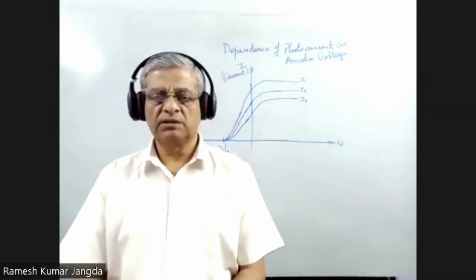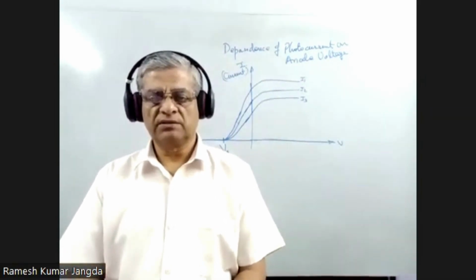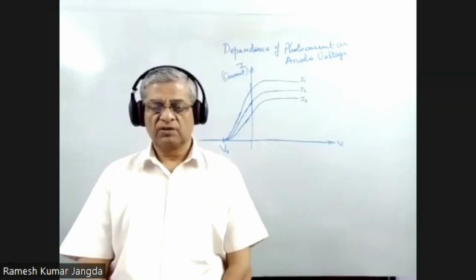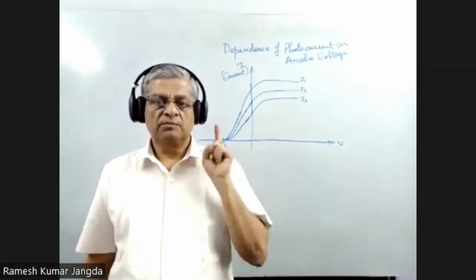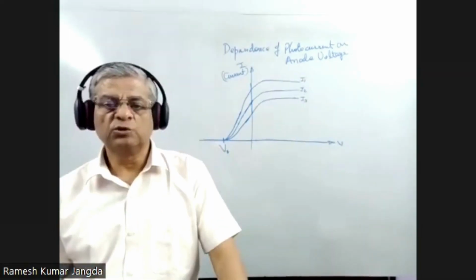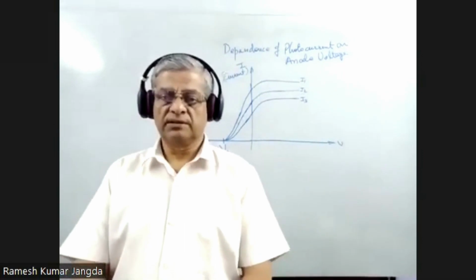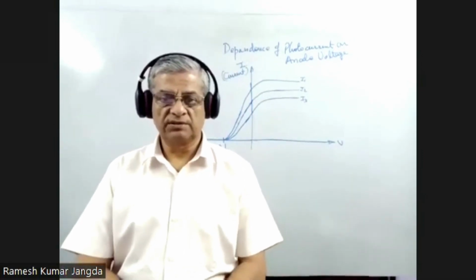When the experiment is repeated with different intensity of light, the reverse cutoff voltage is found to be the same. This means the maximum kinetic energy of the electron does not depend upon the intensity of light. Bahut important observation hai.